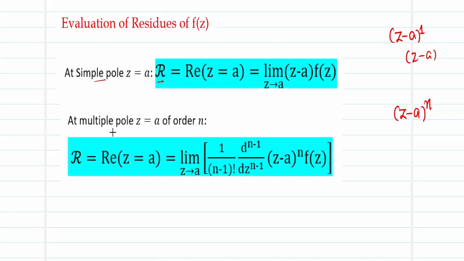So the two formulas which we'll have to remember or memorize in this section are the residue of a function at a simple pole z is equal to a, and at a multiple pole z is equal to a of order n. If these two formulas are memorized, then we are ready for the set of problems to be carried out in this set of videos.